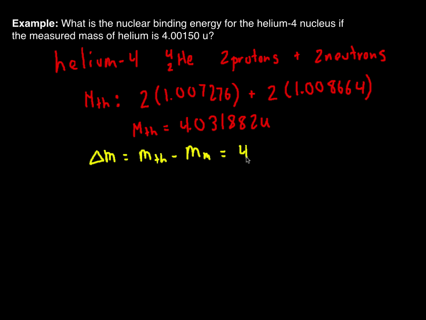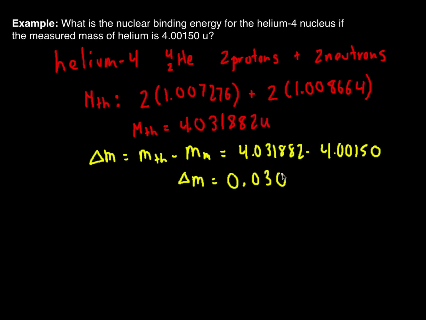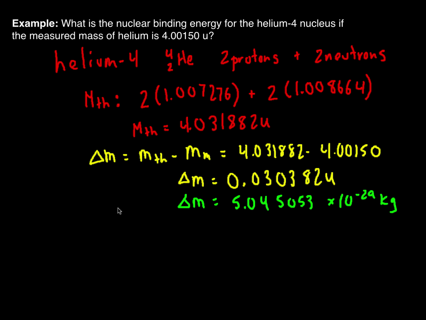This is 4.031882 minus 4.00150. This gives us a mass defect equal to 0.030382 atomic mass units. When we convert this into kilograms, we get 5.045053 times 10 to the negative 29 kilograms.